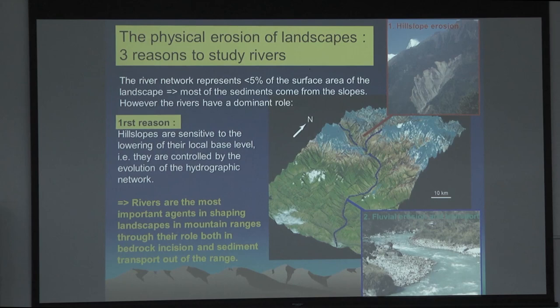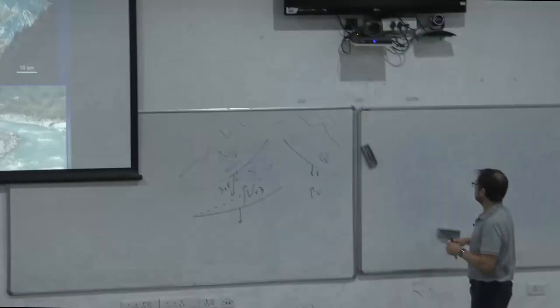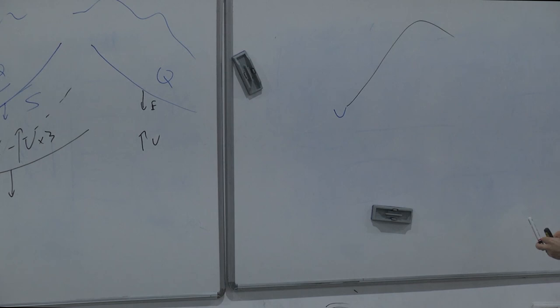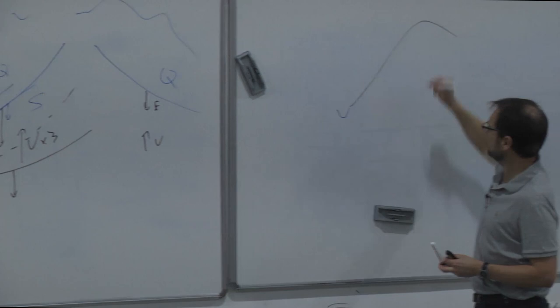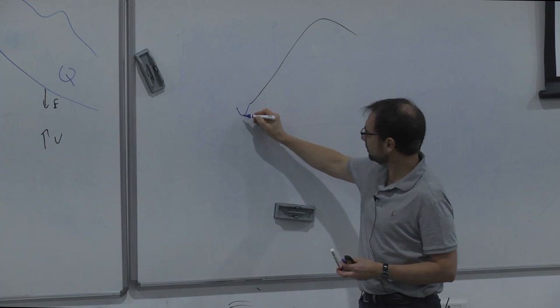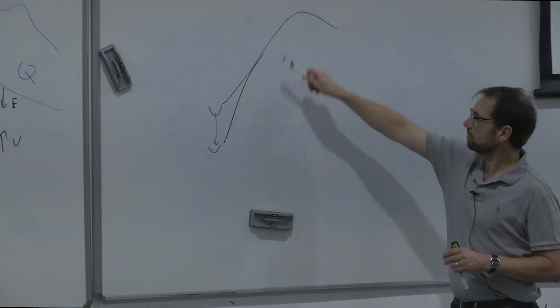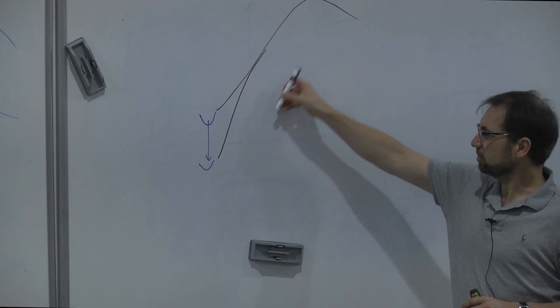But in fact, even if it represents less than 5%, it has a dominant role in erosion, at least because it represents the base level of landslide, of hill slope. It means that if you consider some hill slope and a river, how do you destabilize your hill slope? Well, you can have strong rain, you can also have earthquakes, but if you have river incision, then you steepen your hill slope. And by steepening your hill slope, this is the basic process that makes the hill slope become unstable and increases the erosion, in particular by deep-seated landslide.